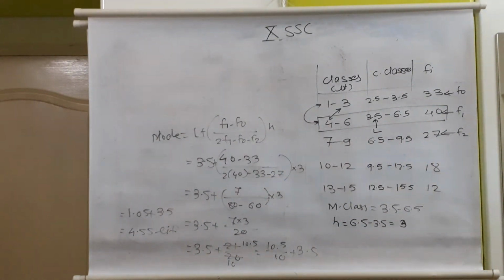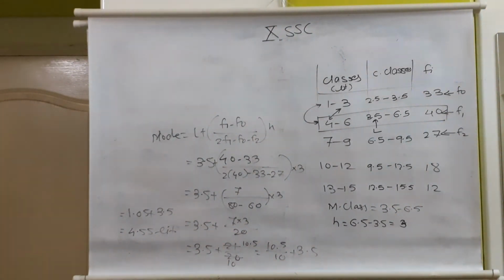H is the class width when the classes are continuous. 3.5 to 6.5 is the modal class. The difference between upper and lower limit, 6.5 minus 3.5, is 3. Now see the difference for non-continuous classes. Suppose for the modal class we choose the non-continuous class 4 to 6. What will be the class width here? Upper limit is 6, lower limit is 4, 6 minus 4, the difference is 2. The value of H will be 2.